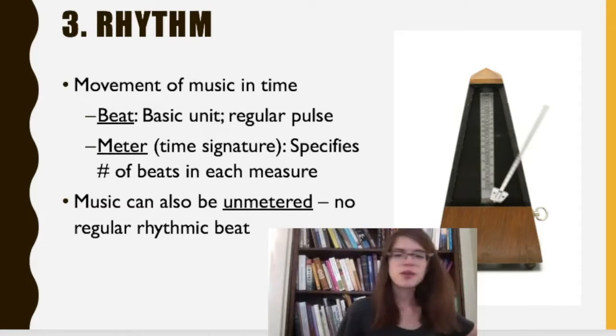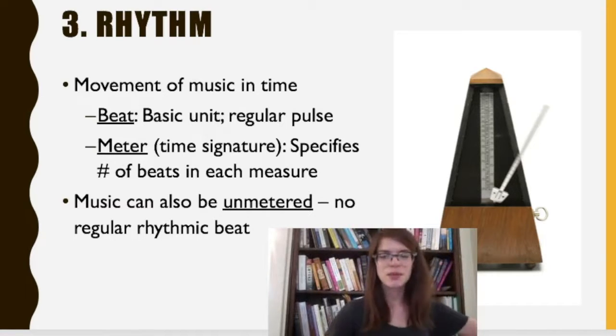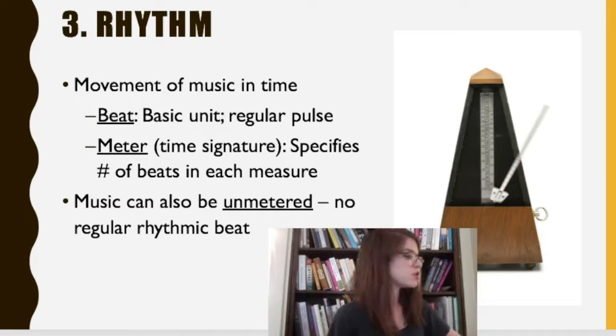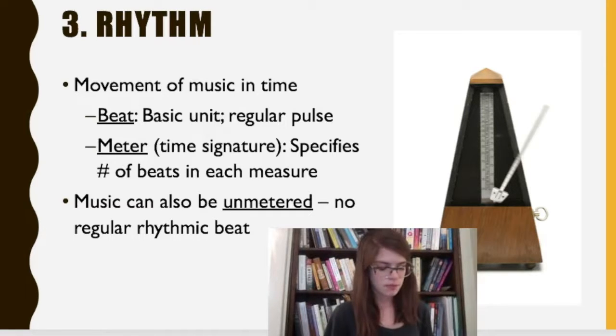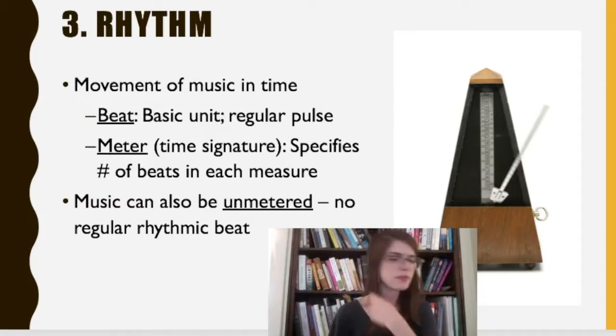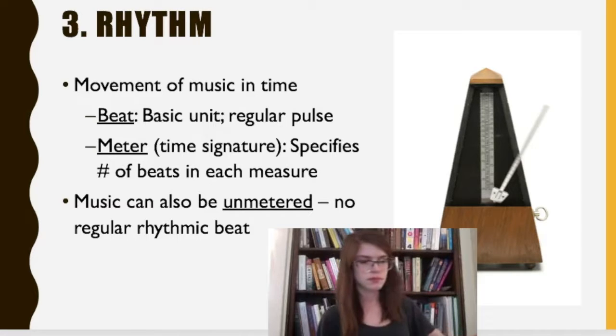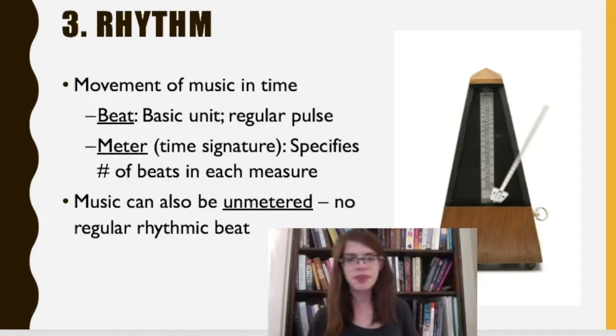So you can see on the screen right here is a picture of a metronome, which is used by musicians to keep time while they're practicing. So I have my metronome here. I'll play it a bit for you so that you can hear what it sounds like. I'll set it to 115 beats per minute. Hopefully you can hear that pretty well.